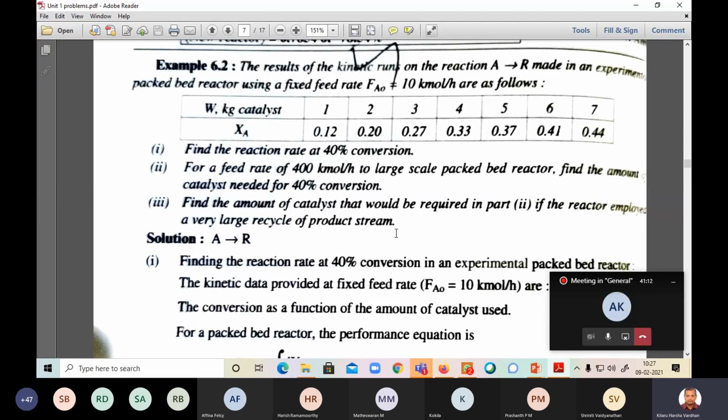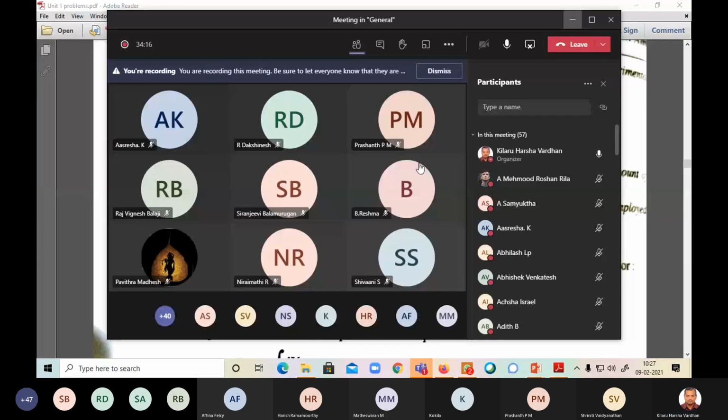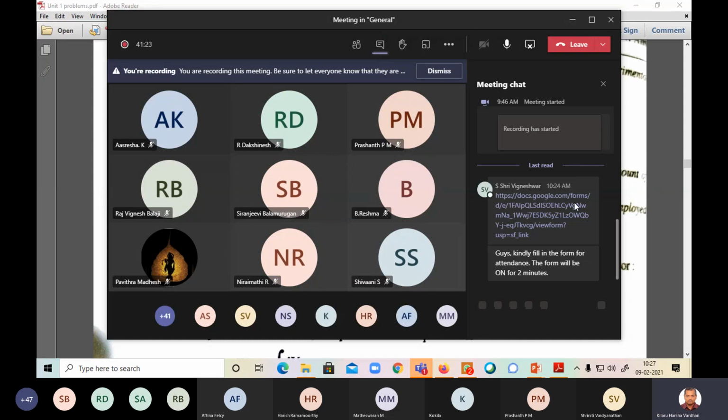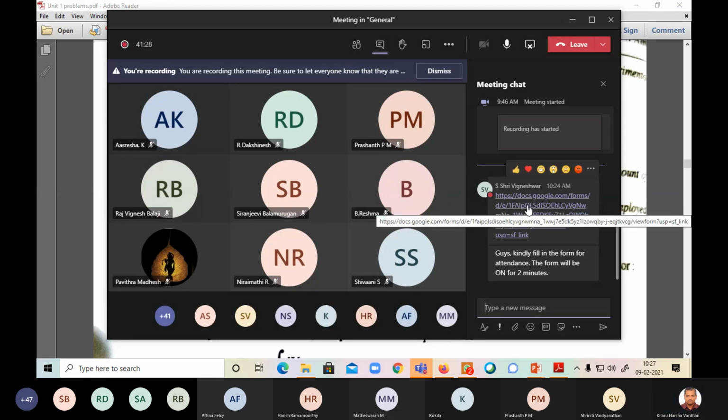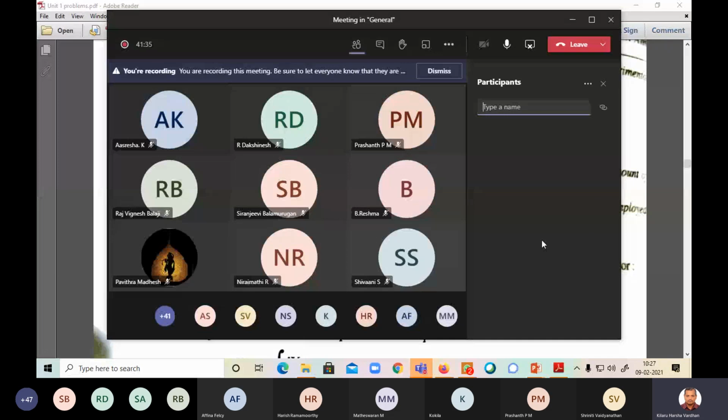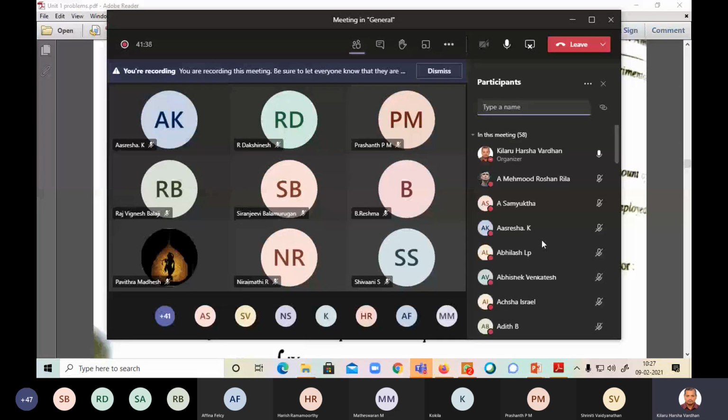Any doubt in the previous one? Any doubt? No, I think this boy gave something. Who gave this? Vignesh created a Google form. Good. On for 2 minutes. Good. You are giving the time, Vignesh. Nice. Okay, I think this is better instead of doing all that. Okay. Good.